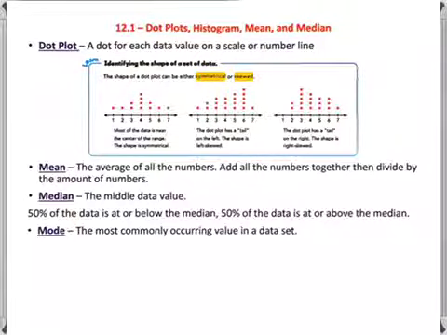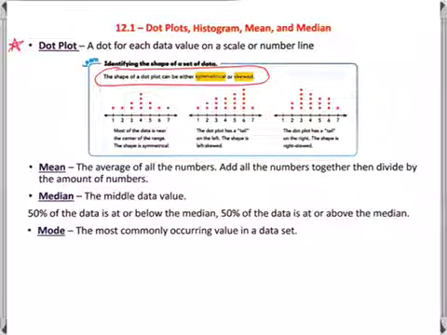12.1, dot plots, histograms, mean, and median. A dot plot is a plot where you have a dot for each data value on a scale or number line. When you're working with a dot plot, you're going to notice that the shape of your graph can be symmetrical or skewed. If it's symmetrical, you'll look for your highest quantity of values and then determine if the values on the left and the right match up or are equal.